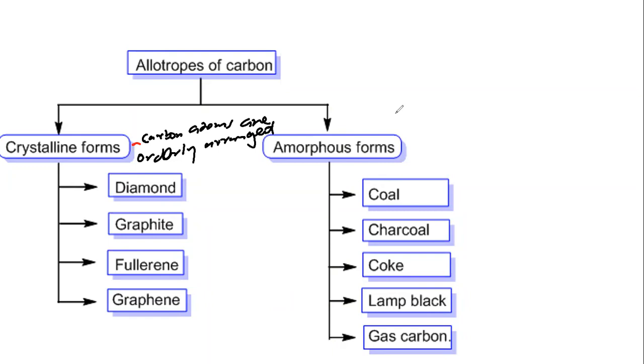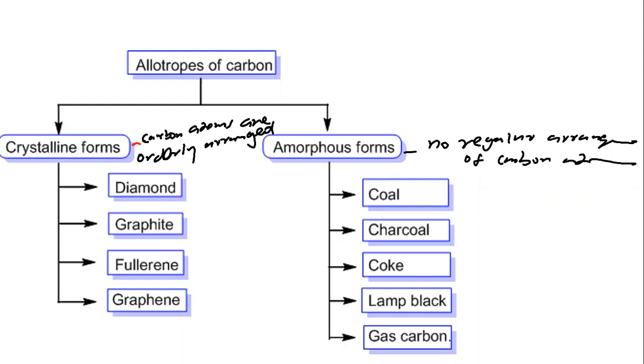Here, no regular arrangement, no regular arrangement of carbon atoms. So the main difference between amorphous and crystalline: crystalline means carbon atoms are nicely organized, arranged, building a structure. Amorphous means random distribution, no regular arrangement of carbon atoms.